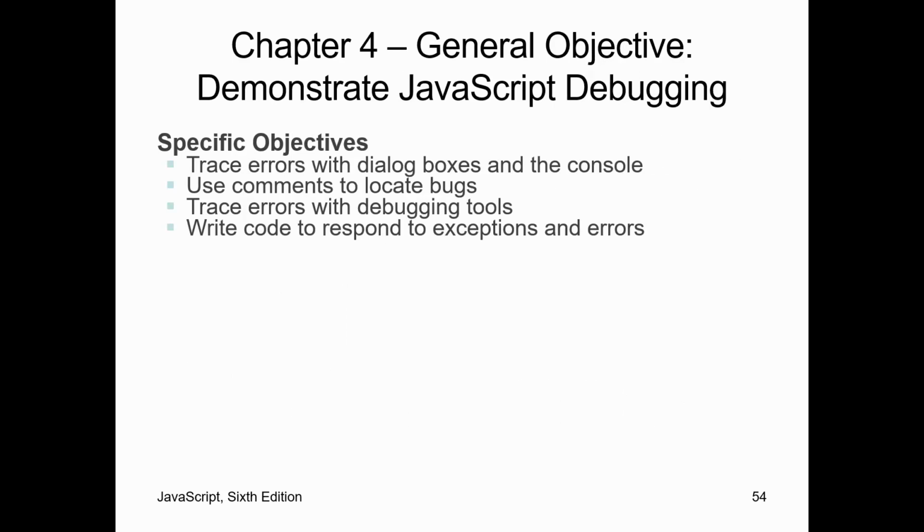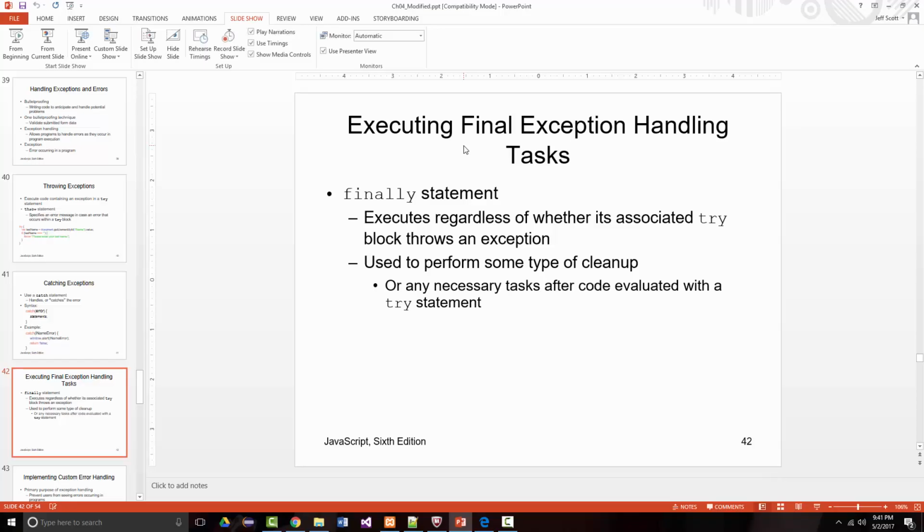So, we finished yet another chapter. I guess I did do it in one lecture. We had our 4 objectives. We looked and learned how to trace errors. We learned about the 3 types of errors: syntax errors, runtime errors, and logic errors. We talked about using comments to locate bugs, how to trace errors with the debugging tools, and I showed you a little bit of Chrome Developer Tools, but I also showed you 2 different resources: an online tutorial and going on to YouTube for a tutorial. And finally, we talked about writing code to respond to exceptions and errors.